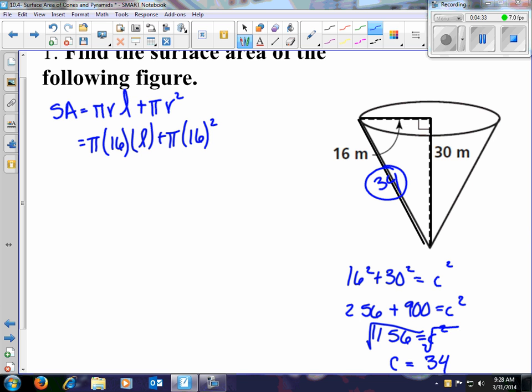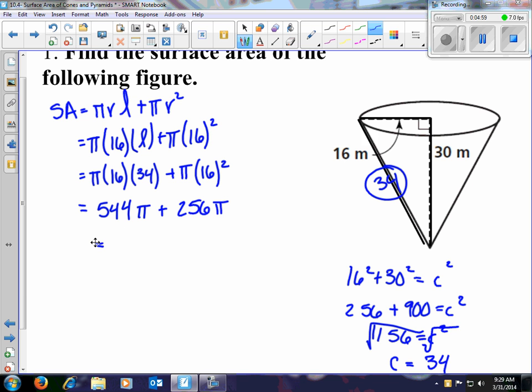So I have now pi times 16 times 34 plus pi times 16 squared. So now I have 34 times 16, which is 544 pi, plus 16 squared, which we figured out over here was 256 pi. Now I'm just going to add these together, so I get 800 pi meters squared.